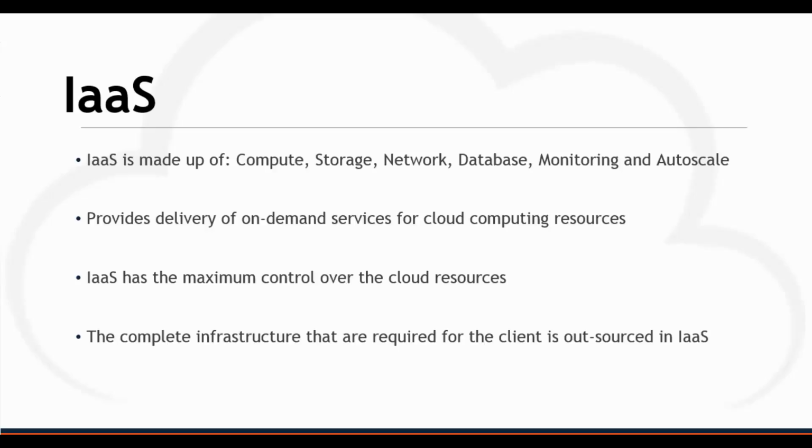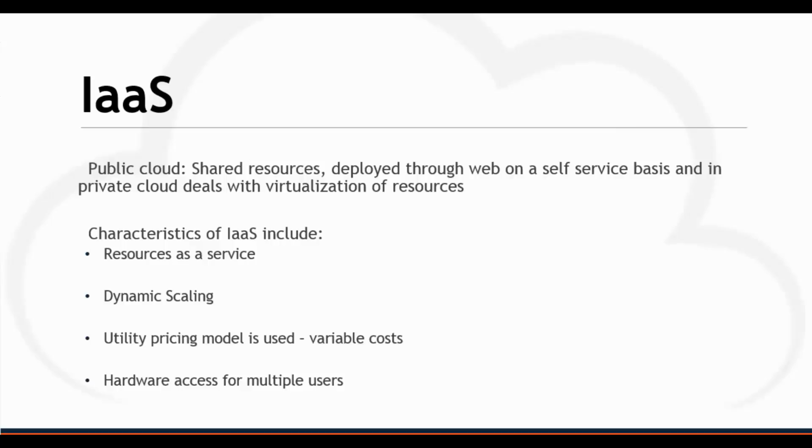A public cloud consists of shared computing resources deployed on a self-service interface via the web. A private cloud focuses on virtualization, which is a cloud computing feature on a private network. For the characteristics, computing resources are considered as a distributed service. Dynamic scaling is allowed in IaaS.